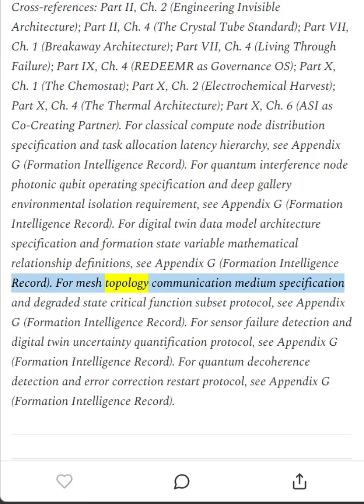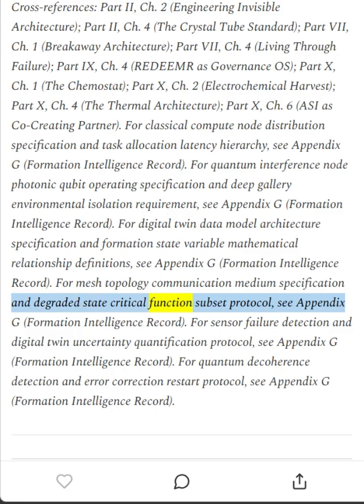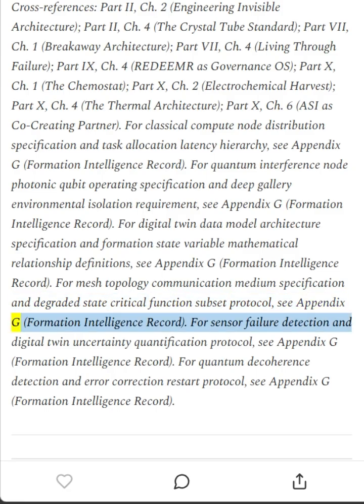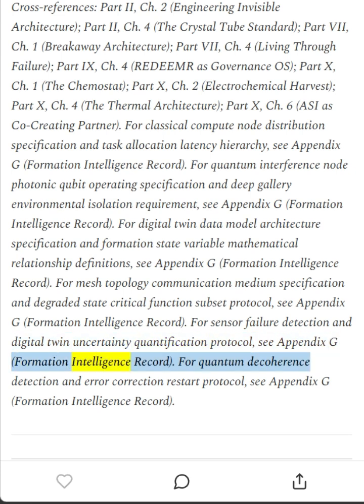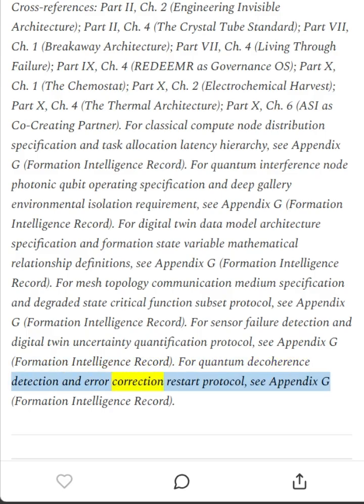For mesh topology communication medium specification and degraded state critical function subset protocol, see Appendix G, Formation Intelligence Record. For sensor failure detection and digital twin uncertainty quantification protocol, see Appendix G, Formation Intelligence Record. For quantum decoherence detection and error correction restart protocol, see Appendix G, Formation Intelligence Record.